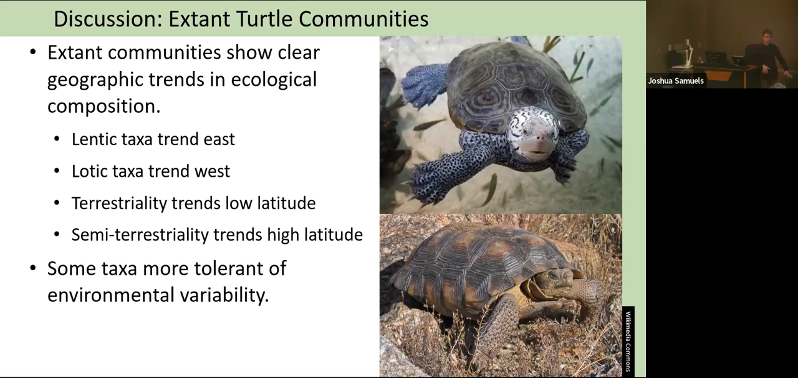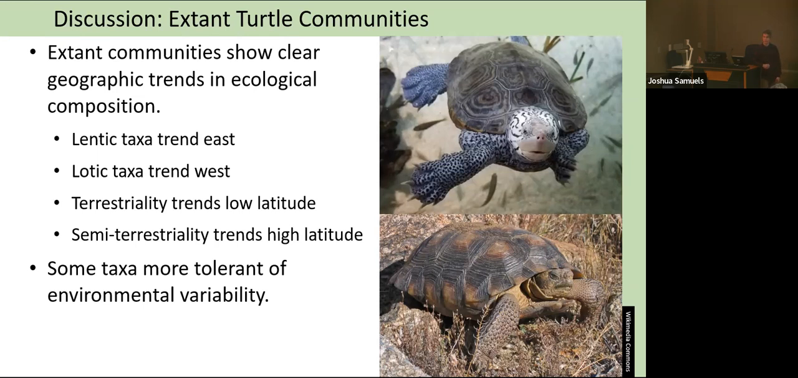Terrestriality trends, very low latitudes of tortoises. They don't like cold, so they just don't get up here. And then semi-terrestrial turtles, these are mostly emydines, things like bog turtles, spotted turtles, wood turtles. Those do have a higher latitude trend, as well as a more eastern higher precipitation trend. So closed environments, things like that.